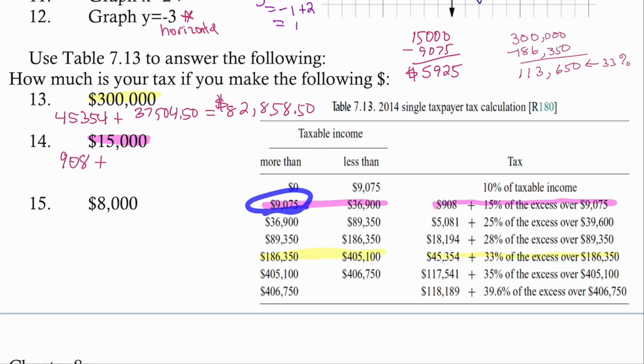It's always this number here. And I have to take 15% of that. So I'm going to do 5,925 times 15%. I'm going to round it to the nearest penny, which is $888.75, which I have to add on to the 908 that I knew I had to pay, for a total of $1,796.75.